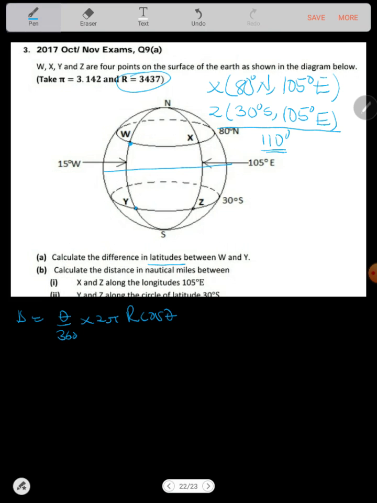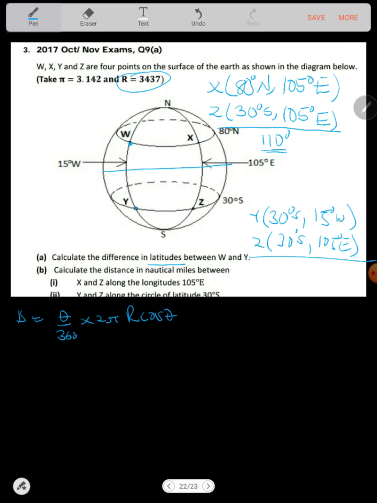Now Y is on where? It's 30 degrees south and 15 degrees west. While Z is on 30 degrees south and 105 degrees east. So you can tell that these two are on the same latitude but different longitude. So we are going to find the difference in longitude.